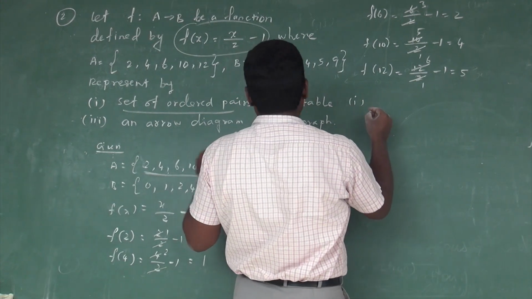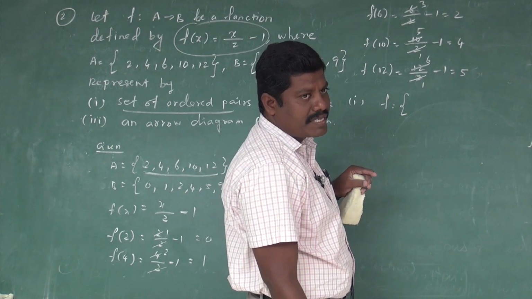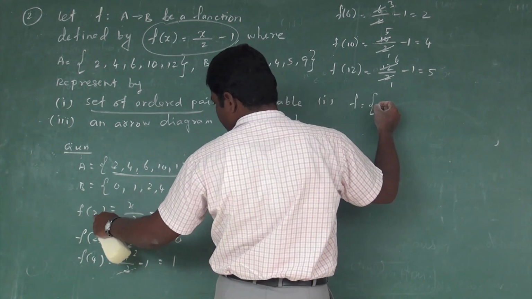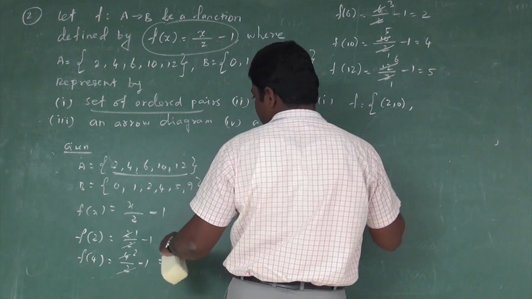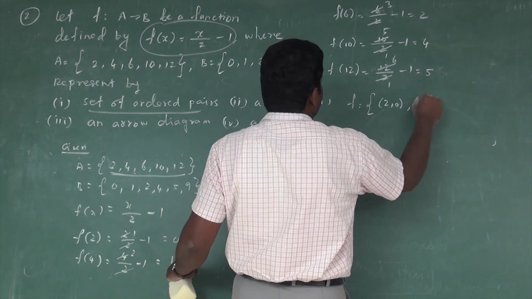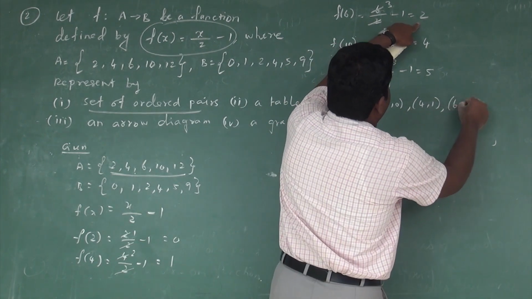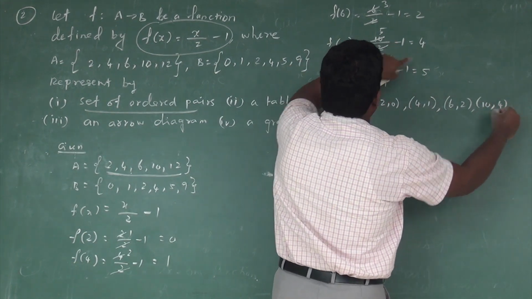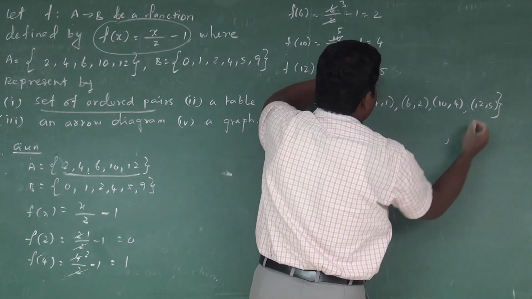First one is set of ordered pairs you want to write. F is equal to x comma y is a set of ordered pairs. X is a set of elements and f of x is the y value. So substitute. X value is 2, then f of x value is 0. So 2 comma 0. Next, second one is x value is 4 and f of x value is 1. So 4 comma 1. Next, third ordered pair is 6 comma 2. X value 6, y value 2. Next one is x value 10, y value 4. Next one is x value 12, y value 5. 12 comma 5. This is a set of ordered pairs.